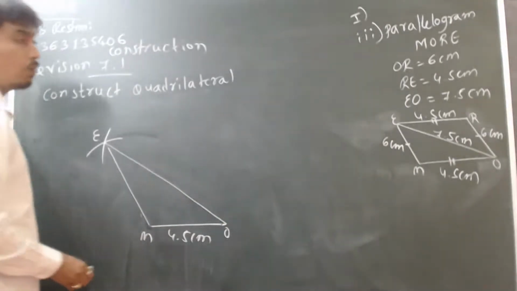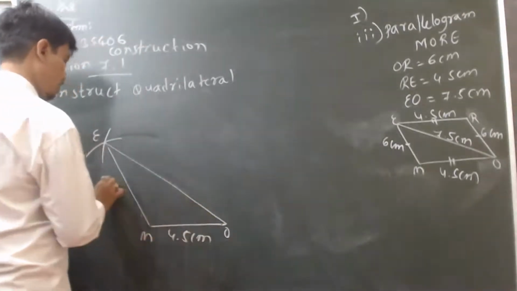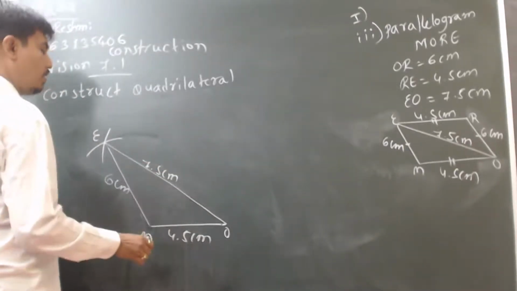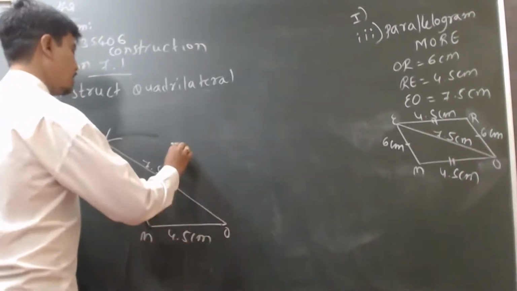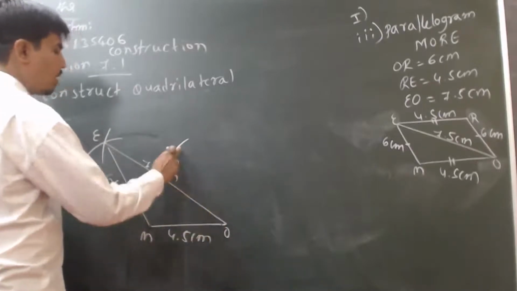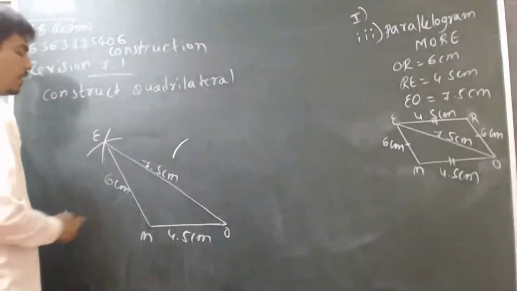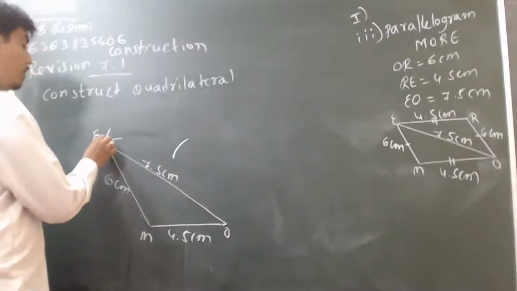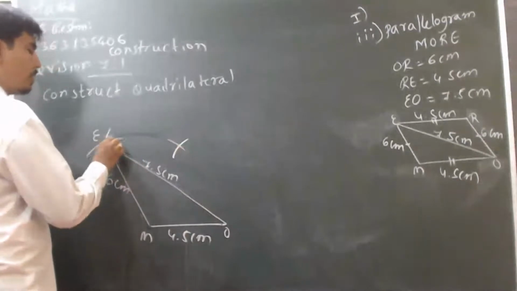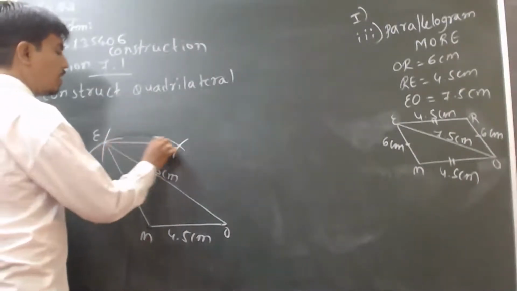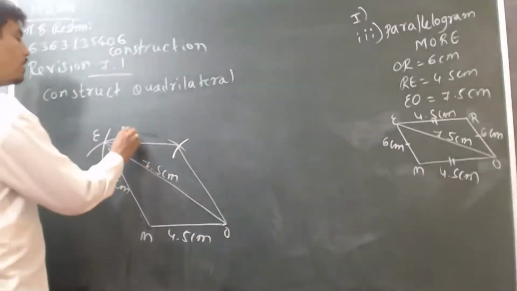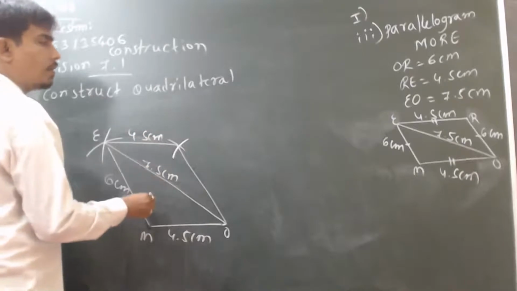Then from O, we have 6 centimeter, and it is 7.5 centimeter. Then comes, what is that? 6 centimeter. The arc goes like this. From O, what will be the arc length? It will be 6 centimeter. And from E, it will be an arc of 4.5 as we have taken from here. Now both arcs will meet each other and we have the diagram like this. It should look like a parallelogram.